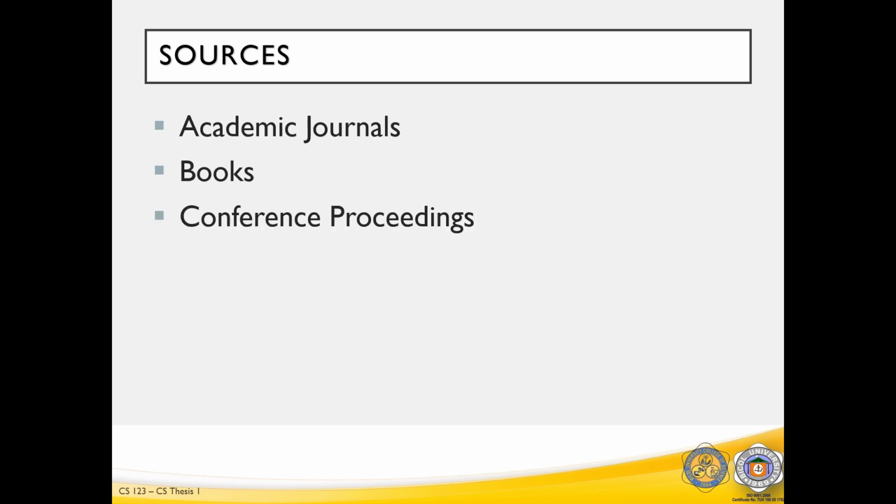Then we can get studies from conferences. So in conferences, studies are presented. Then later on, if they have some publication, conference proceedings will be presented. So it's also like a journal. The difference is it is presented publicly.